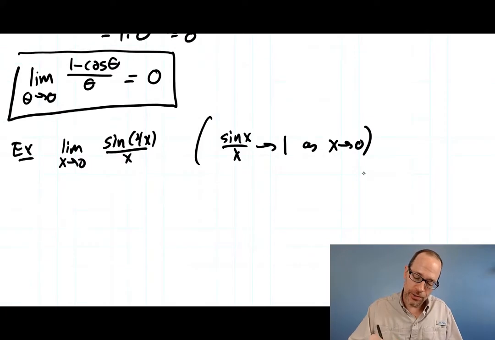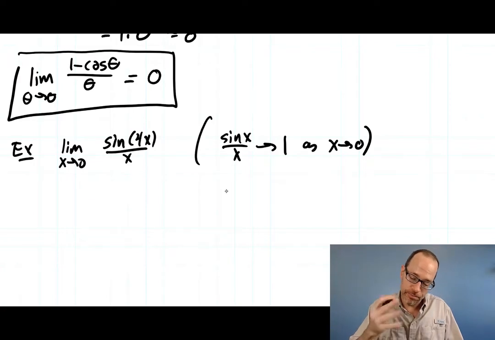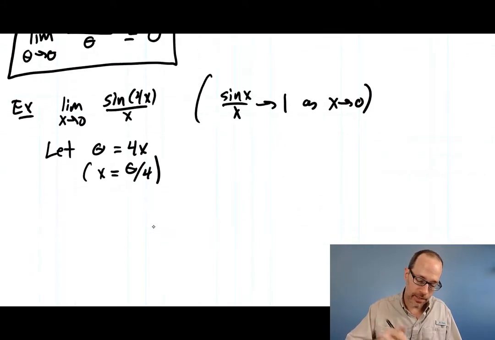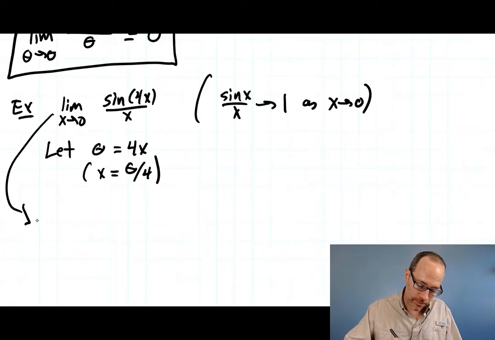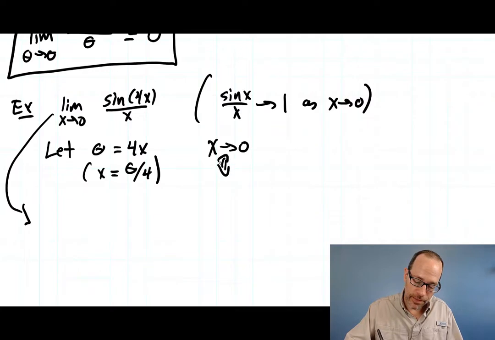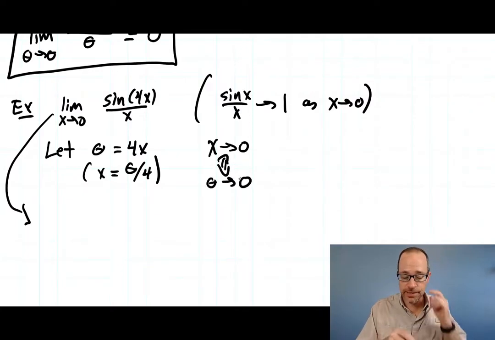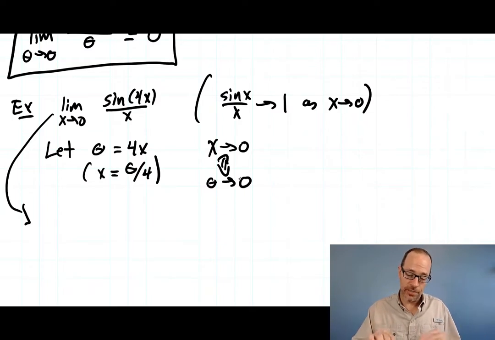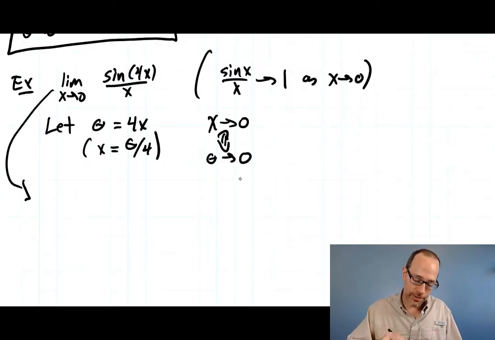And the trick is to make a change of variables so that this 4x becomes as if it were just an x. So let's let theta be 4x. Another way to write that is it's saying x is theta over 4. Same thing. Notice that saying x goes to 0 is the same as saying theta goes to 0 because they're just multiples of 4. So if x is going to 0, then theta is going to 0 because it's 4x. And similarly, if theta is going to 0, x is going to 0. So they both are going together to 0.